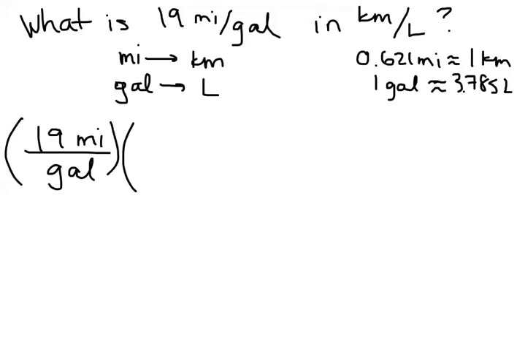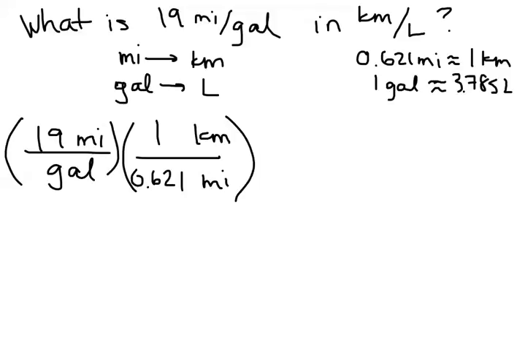We're going to ignore this for a second. We're just going to focus on the distance units, and we're going to do miles and kilometers, because what I want is to get rid of miles, and I want kilometers on the top at the end. So 1 kilometer is 0.621 miles. Okay, I've taken care of my distance units.